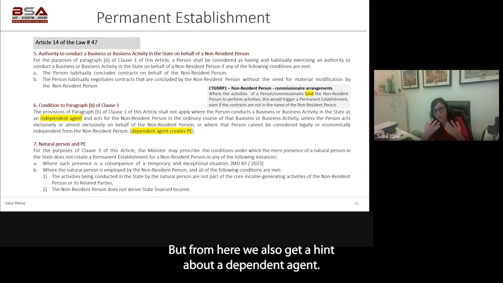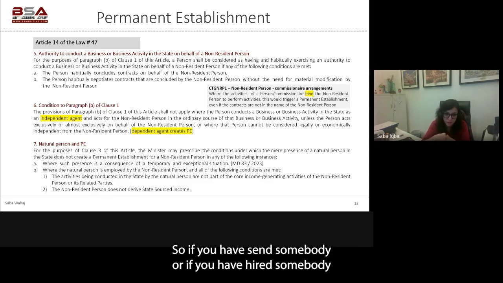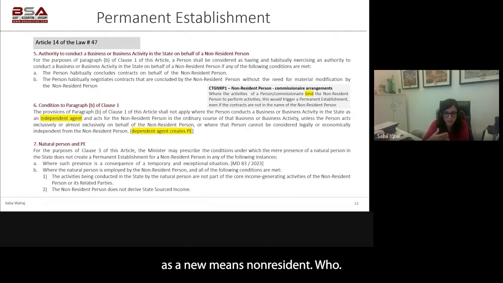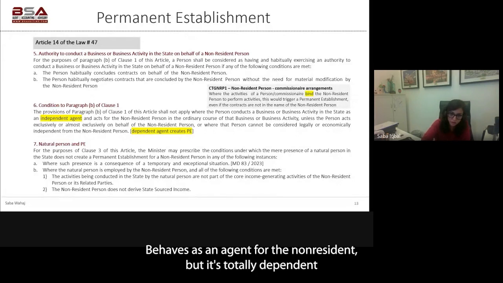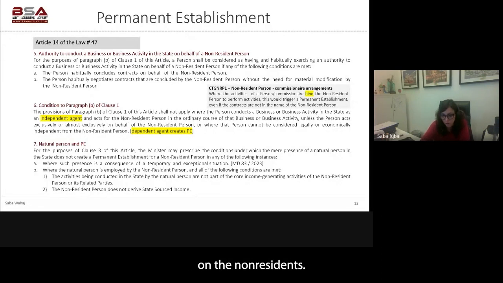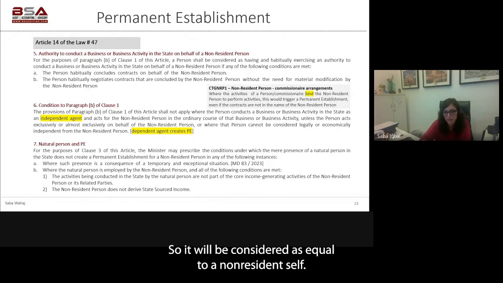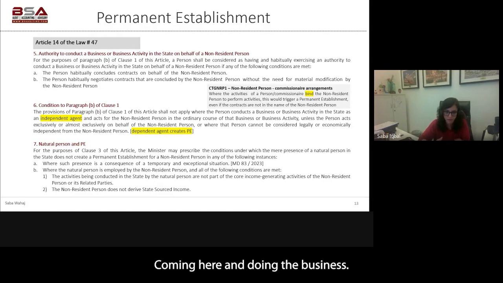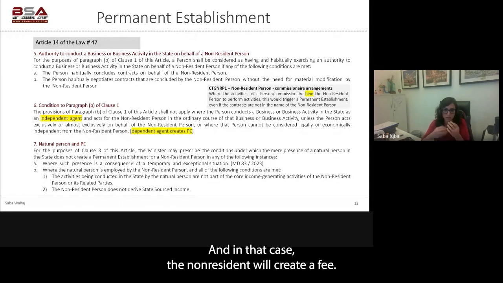But from here, we also get a hint about a dependent agent. So if a non-resident has sent somebody or hired somebody who behaves as an agent for the non-resident, but is totally dependent on the non-resident, it will be considered as equal to the non-resident itself coming here and doing the business. And in that case, the non-resident will create a PE.